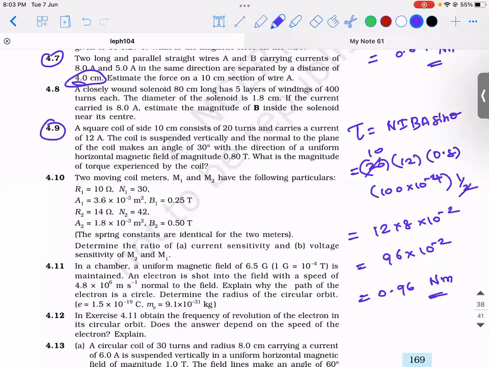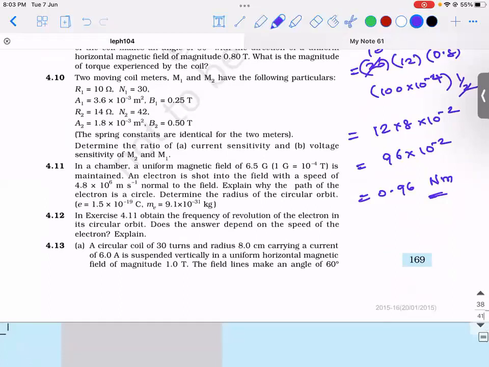Okay. So what all concepts are worked out? One is application of torque and Ampere's circuit law. So we try to complete them by tomorrow. Any other doubts from today's class? All are clear?